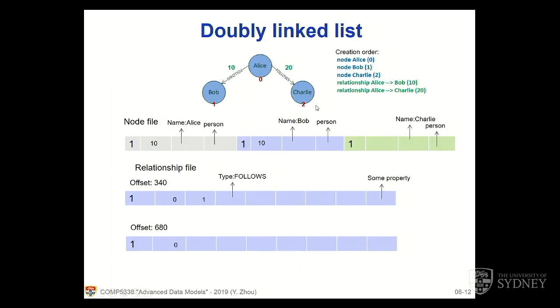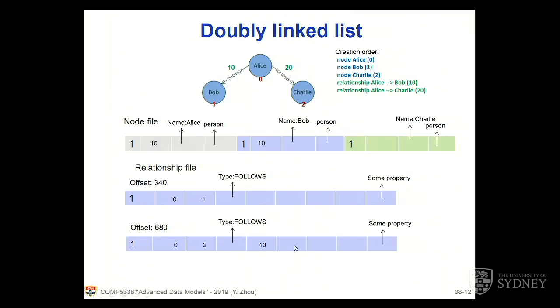So we need to put Alice here. We put Charlie here. Charlie's ID is 2, right? So there's 0 and 2. And the type is follows as well. It may have some properties as well. And now, this is the second relationship in the whole system. And once we have a few relationships, we can start to build the relationship doubly linked list.